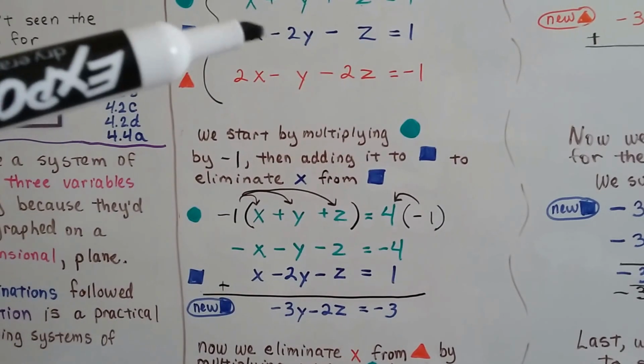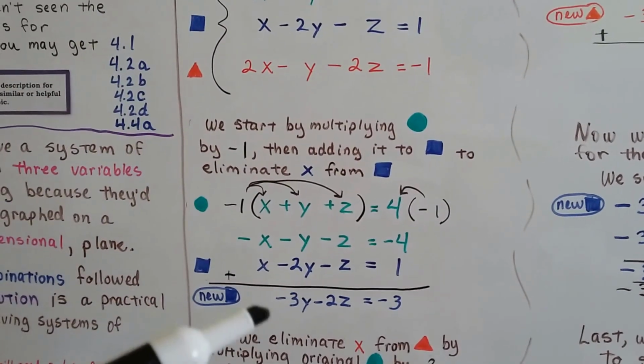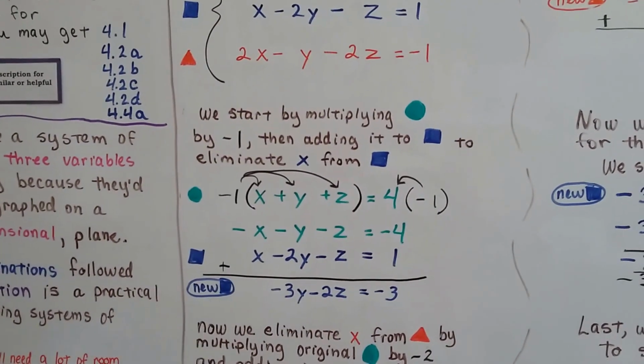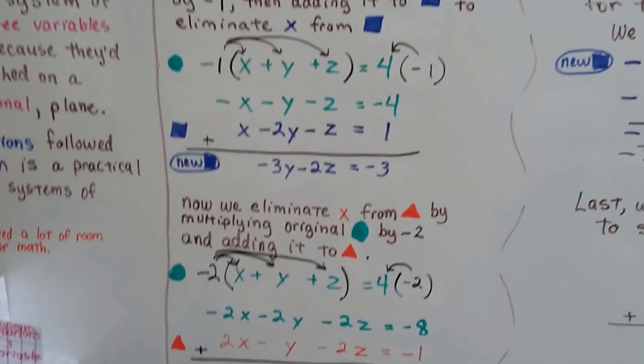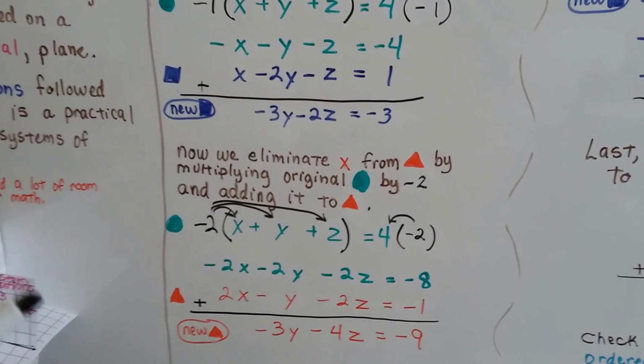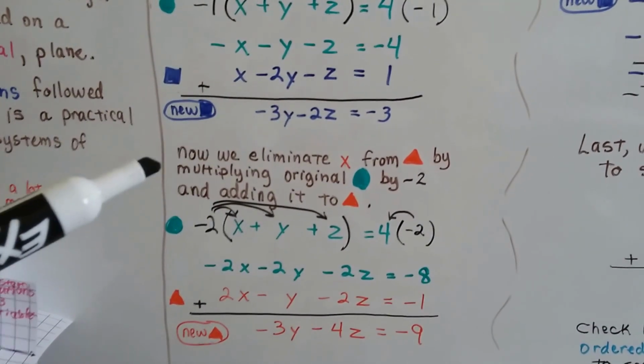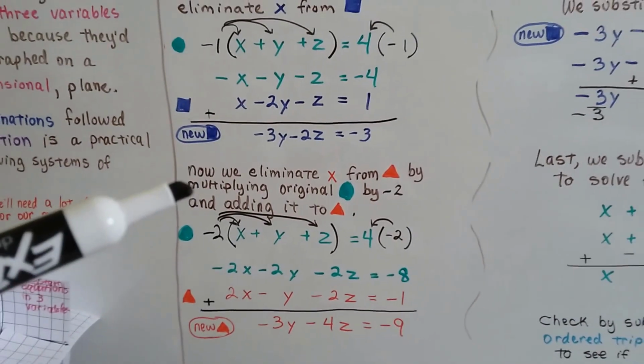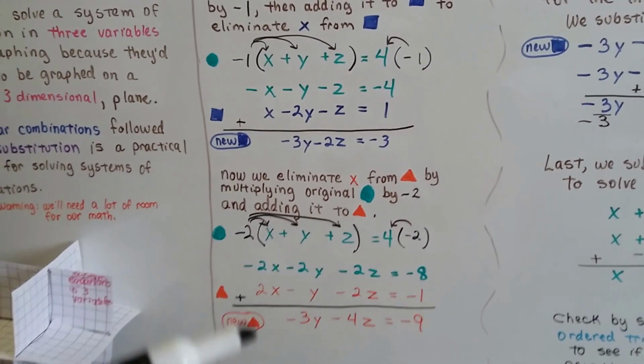Now we're never going to see this version again. From now on, this is the blue equation, okay? We're keeping this guy. He's our new one. Now we need to eliminate x from the red triangle equation by multiplying the green one by a -2 and adding it to the red one.